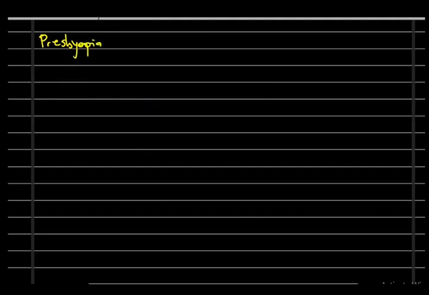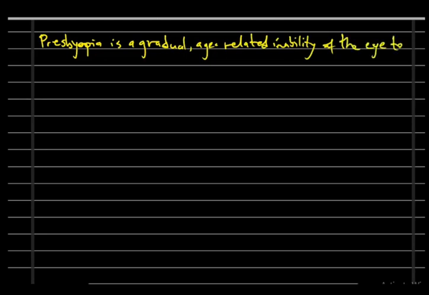Presbyopia. What is presbyopia? It is a gradual age-related inability of the eye to focus on near objects. So such an individual, the aged person having presbyopia, will only be able to see far objects clearly. The person will not be able to see objects in close proximity very well. So that is presbyopia.